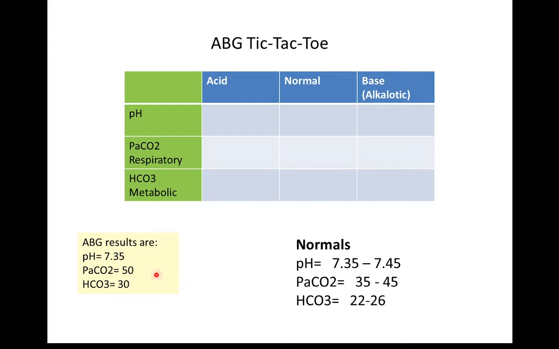Now look at the CO2. It's 50. We know normal CO2 is 35 to 45. So this is too much acid. It's a high number, even more acid than we would expect. So we'll write 50 here. The bicarb is 30, and 30 is actually more basic, more alkaline than normal. So we're going to write our 30 here.